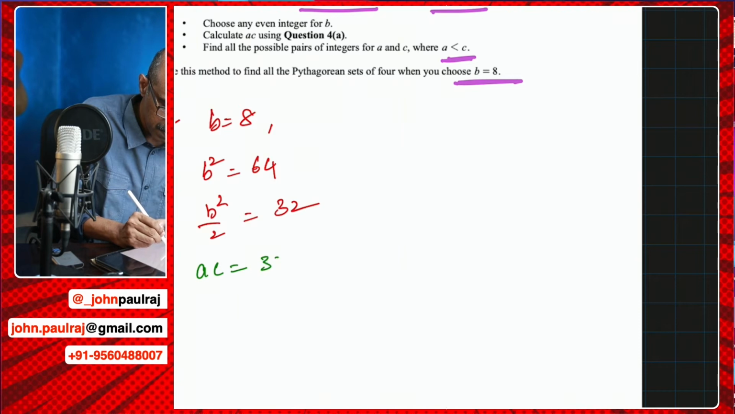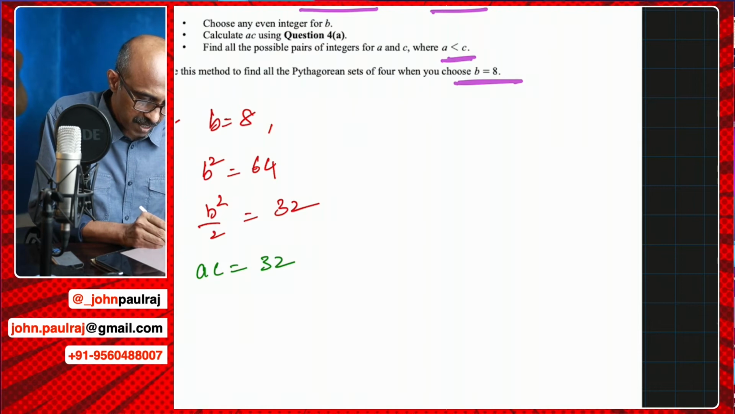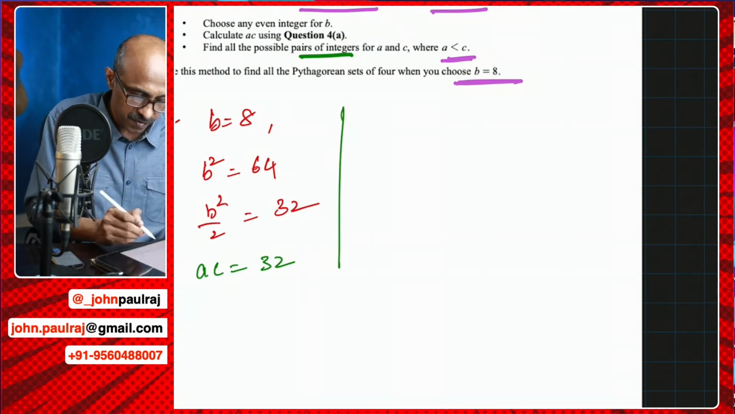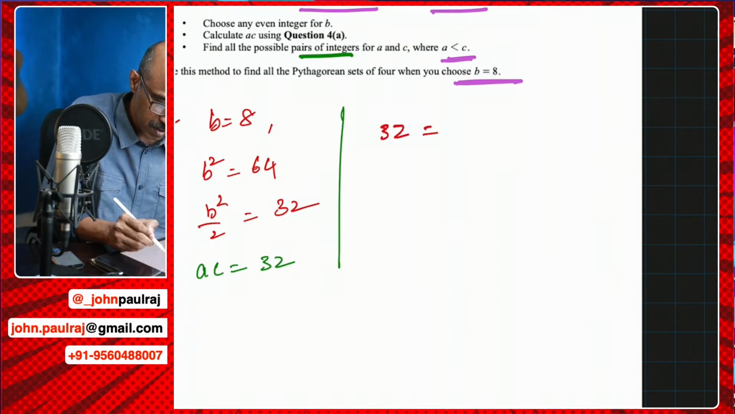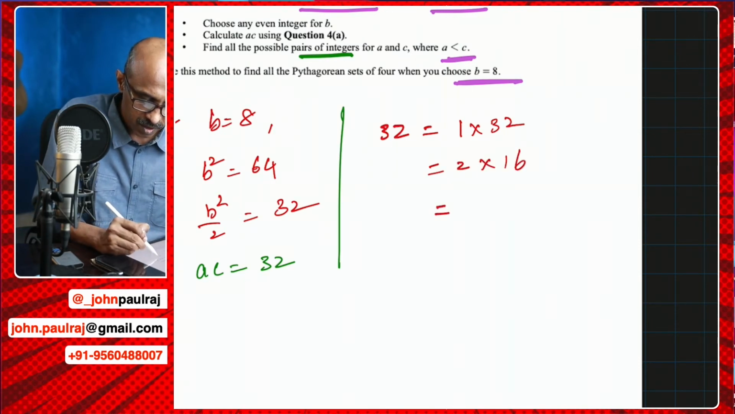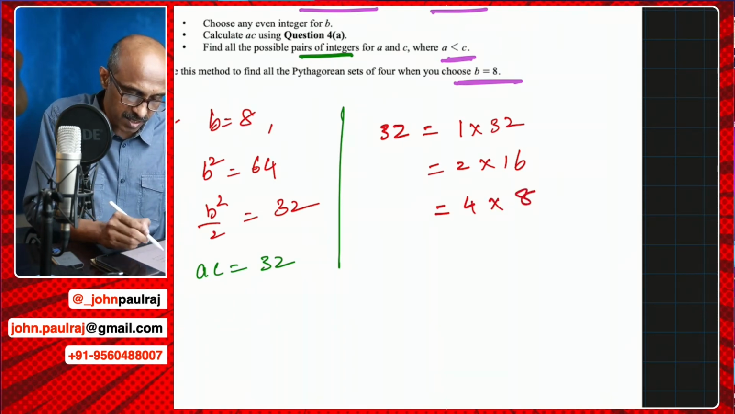So that means ac is 32. We need to find all possible pairs of integers for a and c with a less than c, so let's find different factors of 32. We can write 32 as 1 times 32. 2 times 16 is 32. 3 is not going to go. 4 times 8 is 32. And in all of these cases, the first is less than the second.